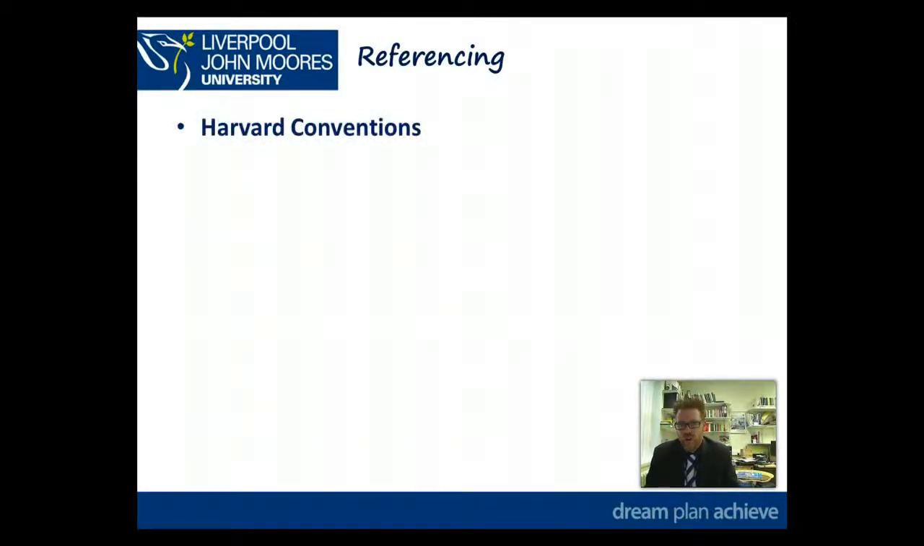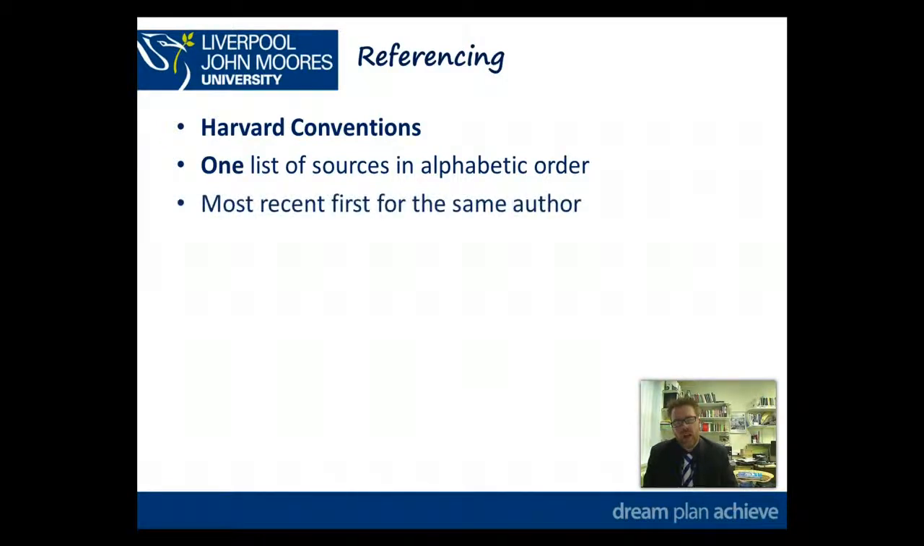So it is Harvard convention, so you need to refresh your memory on using Harvard referencing, and there is a John Moores guide for that, which is very, very good. And you're going to have one list of sources in alphabetical order. So when you come to writing your references for your essays, don't just split it up into books, journals, online. Keep it as one list, because if you're choosing appropriate sources, they're all valid sources, or they all should be valid sources. Where you have a number of different references from the same author, put the most recent first.